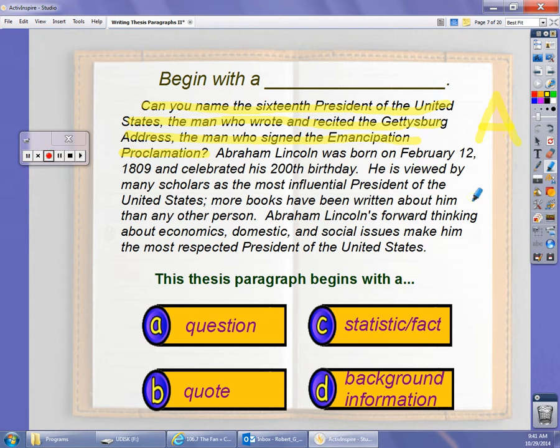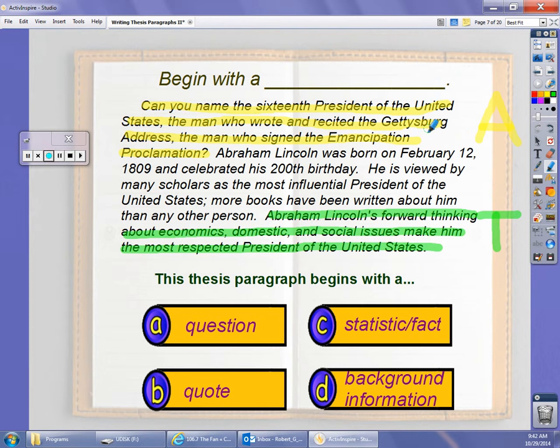Attention: Abraham Lincoln was born on February 12, 1809 and celebrated his 200th birthday a number of years ago. He is viewed by many scholars as the most influential president of the United States. More books have been written about him than any other person. Abraham Lincoln's forward thinking about economics, domestic, and social issues make him the most respected president of the United States. Well, we have the thesis, and this is arguable. Maybe it's not these that make him the most respected.